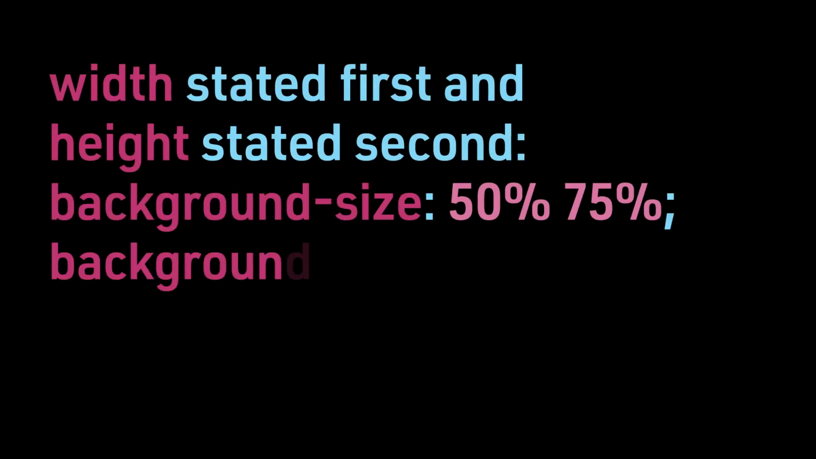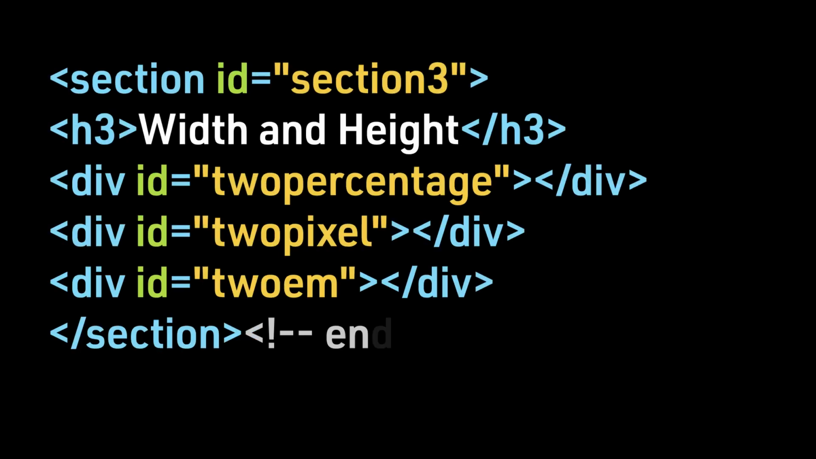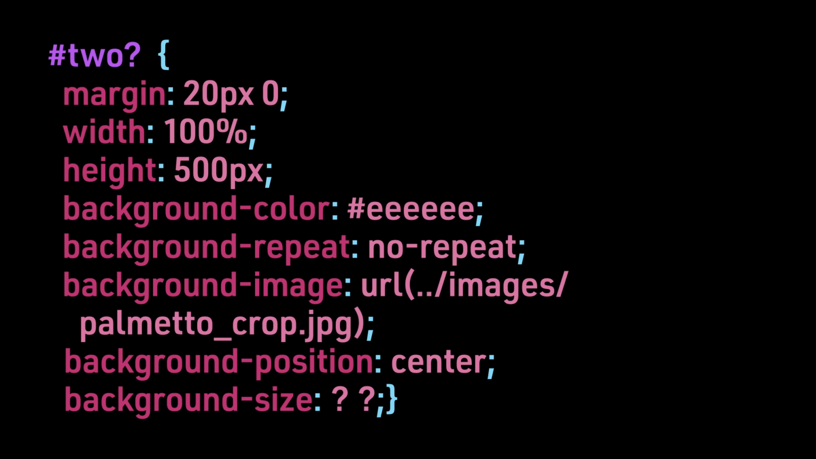Width stated first and height stated second. Background size 50%, 75%. Background size 500 pixels, 250 pixels. Background size 20 em, 40 em. Background size auto. Here's the HTML of our demo file for specifying the width and the height. We will look again at examples using percentages, pixels, and ems. This is the CSS. The question mark is used to indicate that these can change depending on our example.